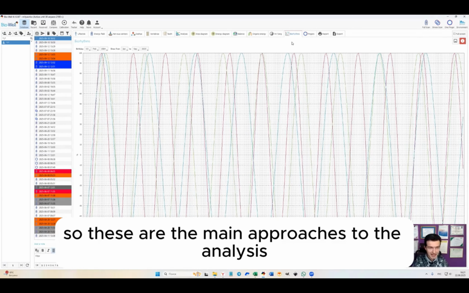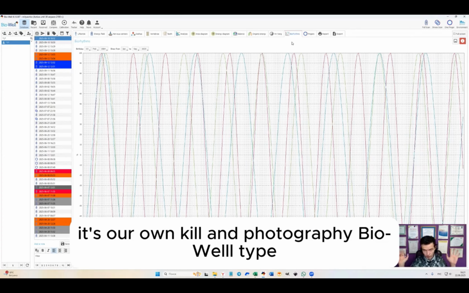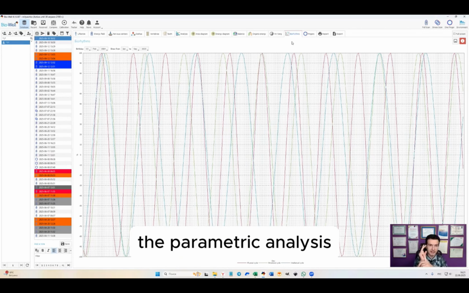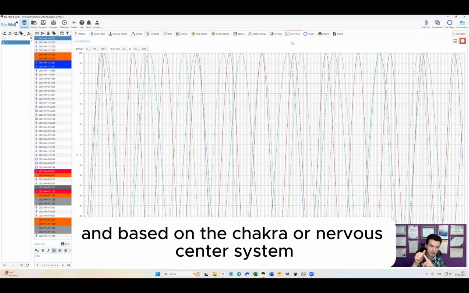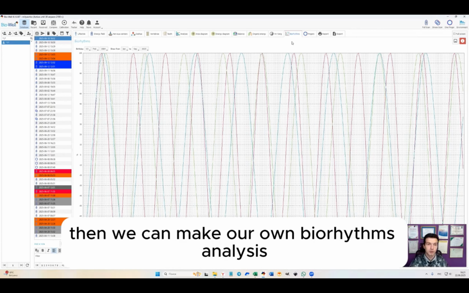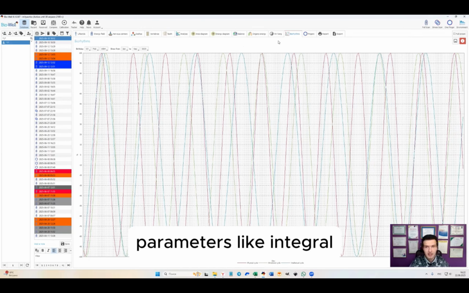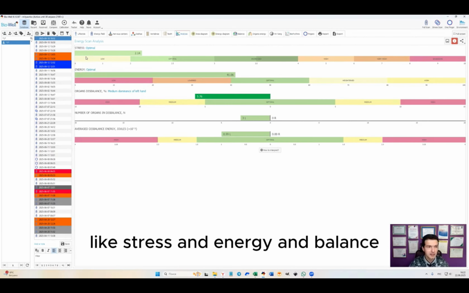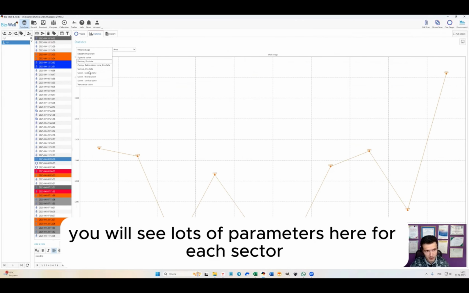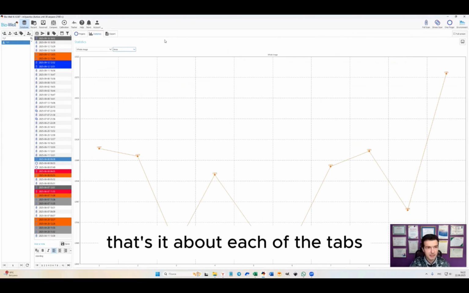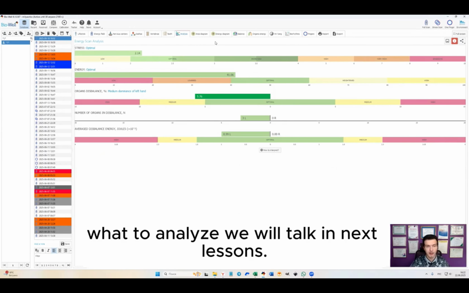So these are the main approaches to the analysis. We name them: the visual analysis can be made here. It's our own Kirlian photography by Bi-Well. The parametric analysis can be made based on the acupuncture point system and based on the chakral or nervous center system. Then we can make our own biorhythms analysis, and we can make the analysis of our internal GDV parameters like integral, like stress and energy balance, that are available in the stress scan mode, in one finger mode. If you go to statistics, you will see lots of parameters here for each sector, etc. That's it about each of the tabs. What to do on each tab and where to look, what to analyze, we will talk about in the next lessons.